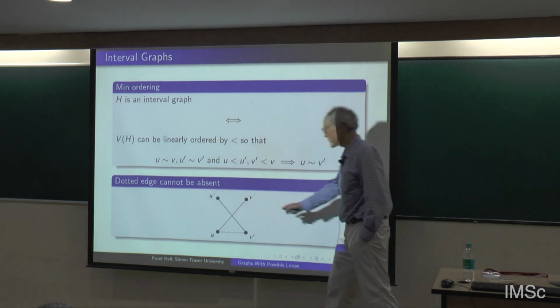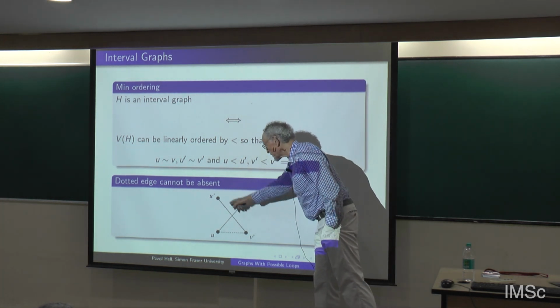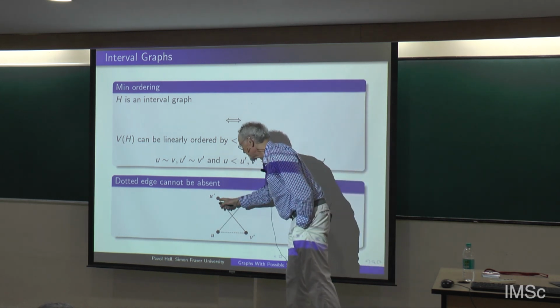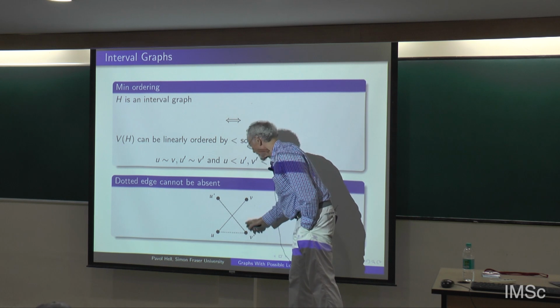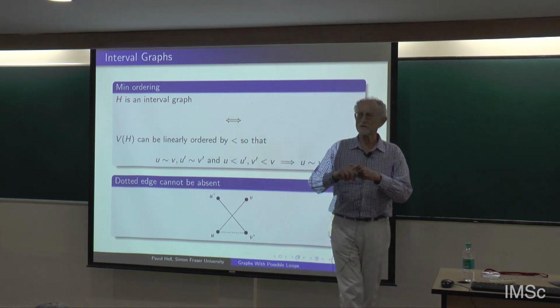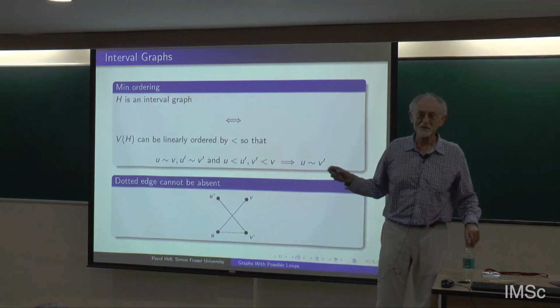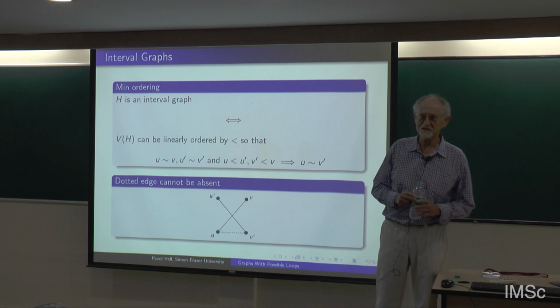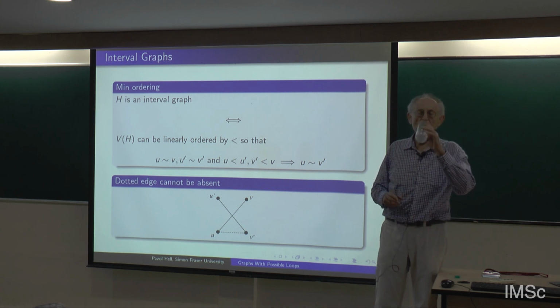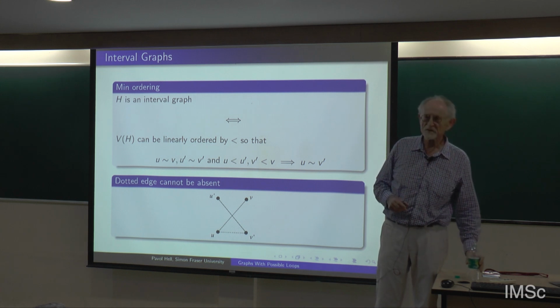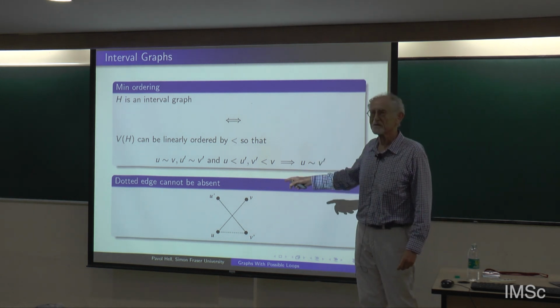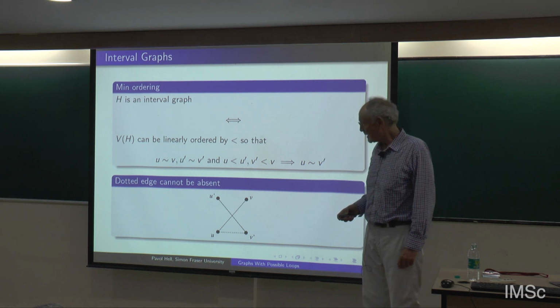So if I have an edge uv and an edge u prime v prime, but in the ordering u precedes u prime and v prime precedes v, they're crossed. If they cross, then the bottom line, the smaller two must be adjacent. It's not allowed that the small two are not adjacent. Some people call this the X underbar property. If you have an X, you must have the underbar, right?